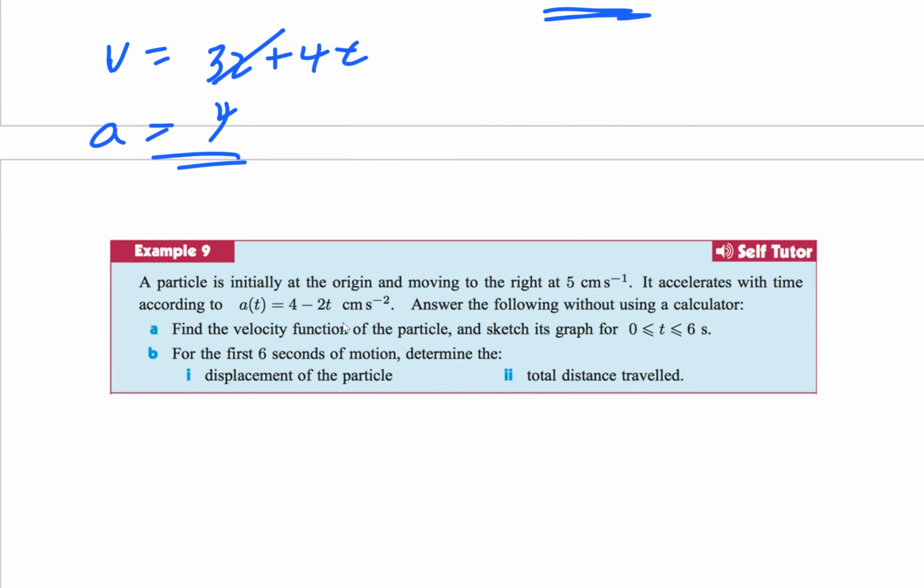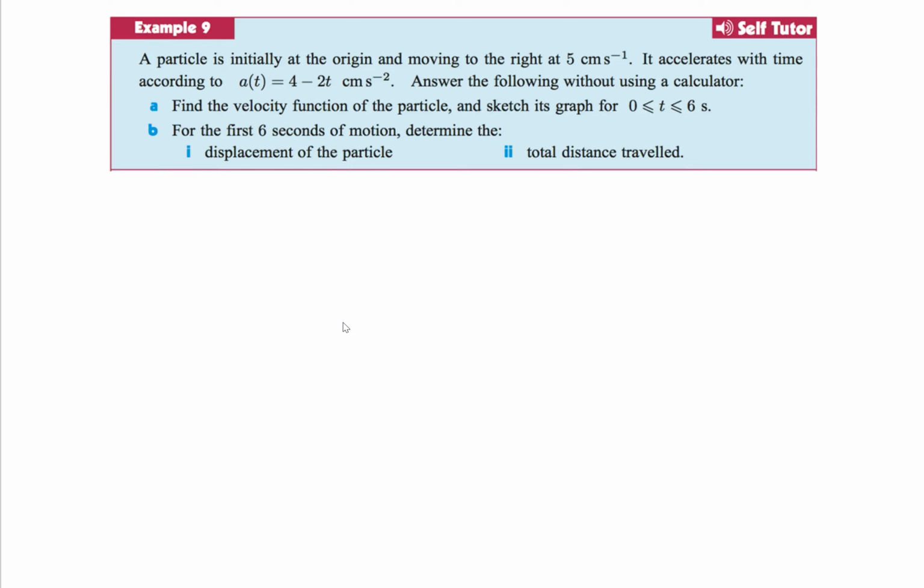So let's try one with constant acceleration. The final problem we're going to do for this, just to sum everything up. A particle is initially at the origin and moving right at 5 centimeters per second. So keep in mind what that means. The particle is initially at the origin, so they're saying my displacement initially is 0. And moving right at 5 centimeters per second. Remember, moving is velocity. So they're saying the initial velocity, so we plug in 0, is 5. Okay, then it goes on. It accelerates with time according to this acceleration formula. Answer the following without using a calculator.